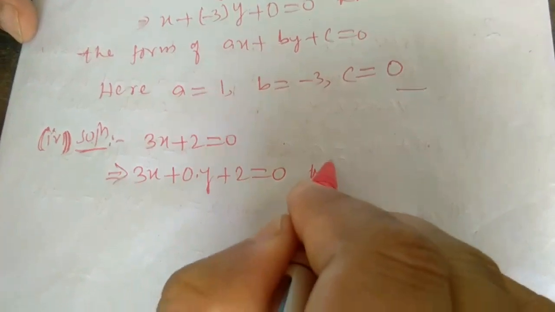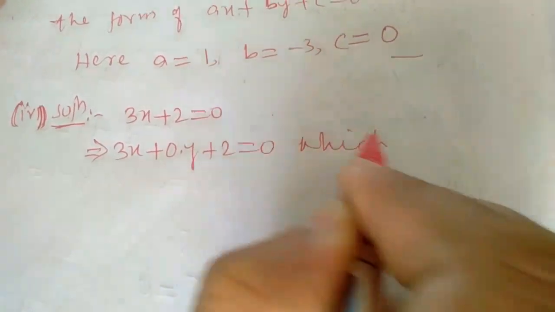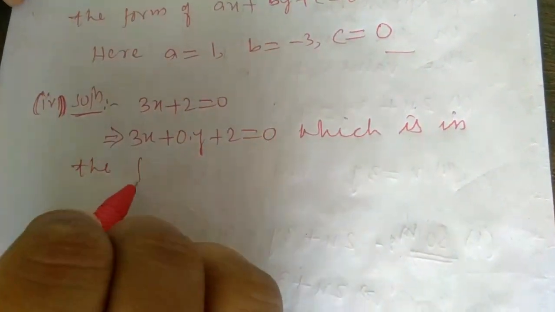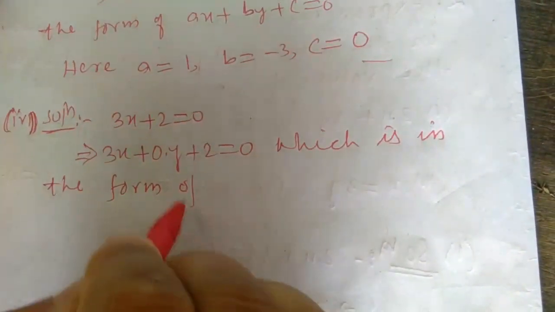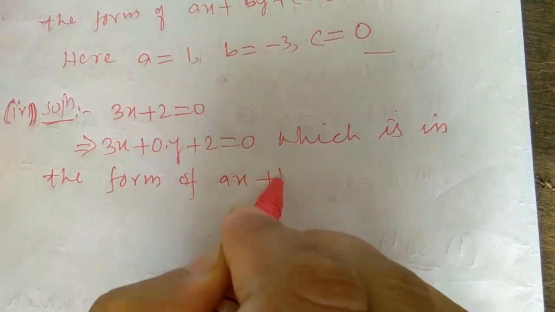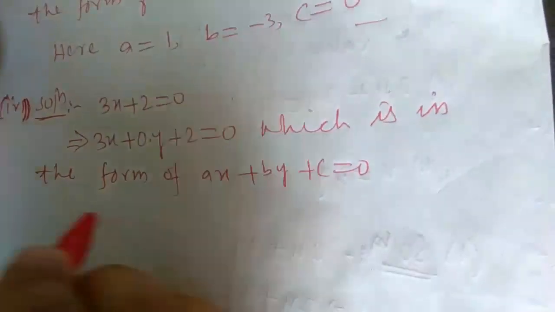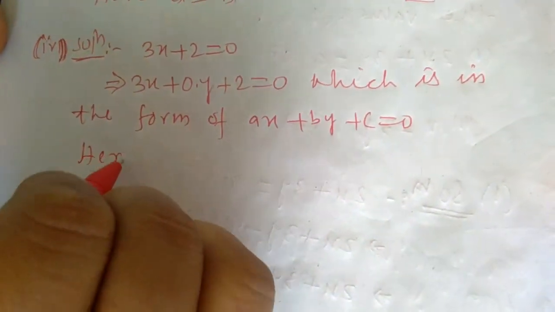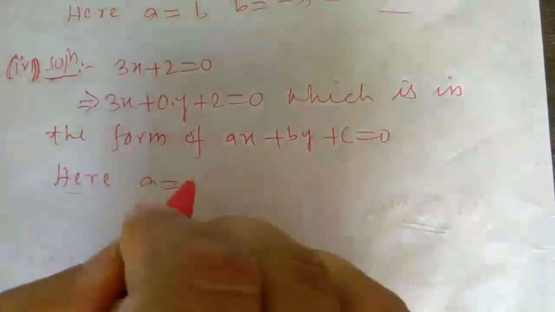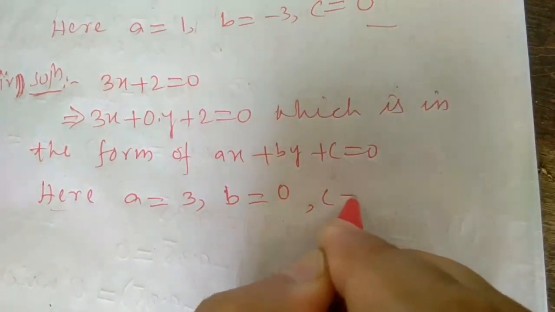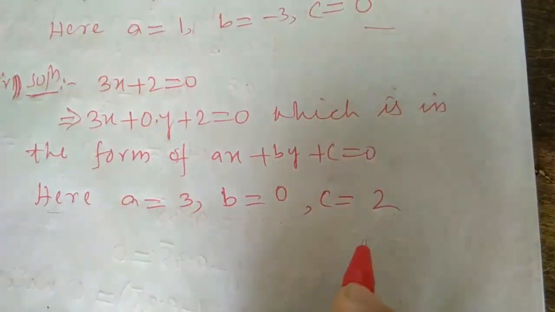So this is in the form ax plus by plus c equal to 0. So here a equal to 3, b equal to 0, c equal to 2.